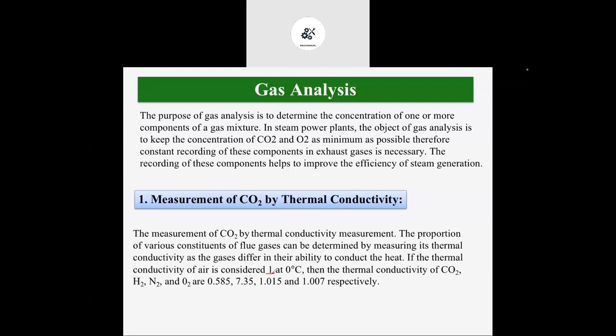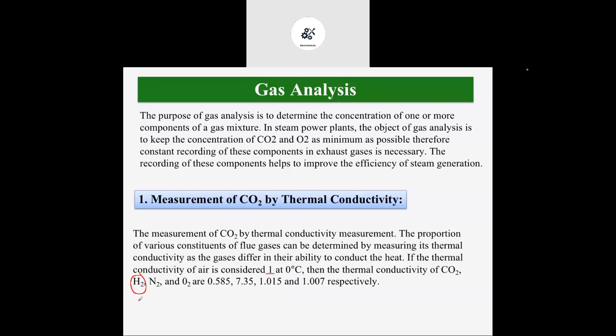Then the thermal conductivity of CO2, hydrogen, nitrogen, and oxygen with respect to air will be 0.585 in the case of CO2, 7.35 in the case of hydrogen, 1.015 in the case of nitrogen, and 1.007 in the case of oxygen. Okay, so if the flue gases have very high thermal conductivity, then we can conclude that the flue gases contain more hydrogen.